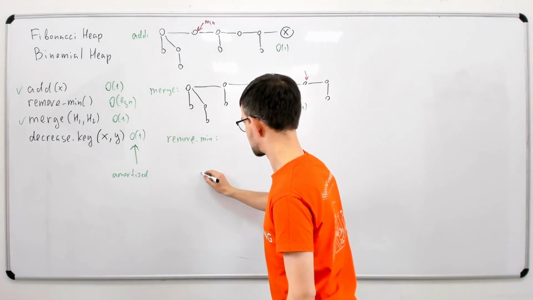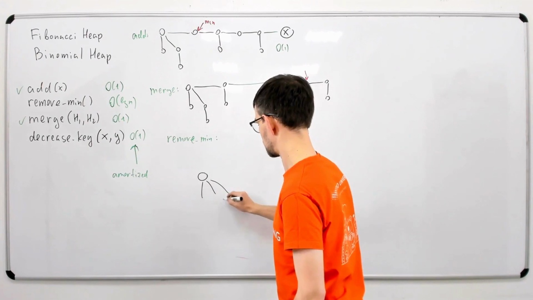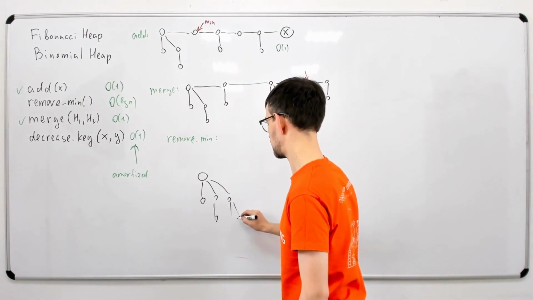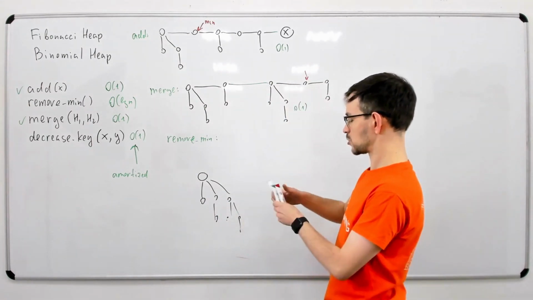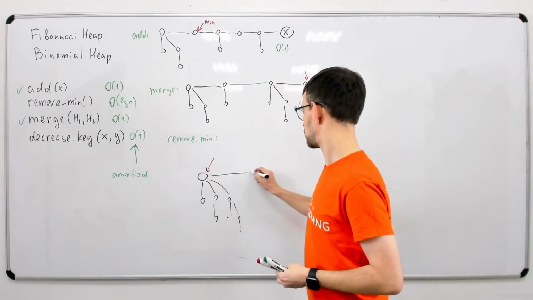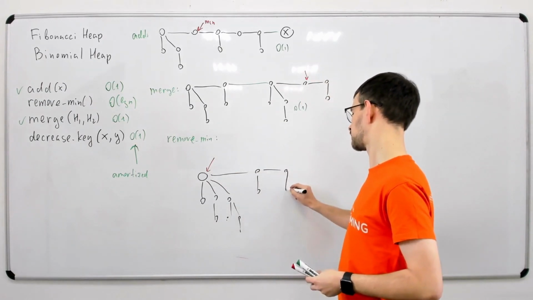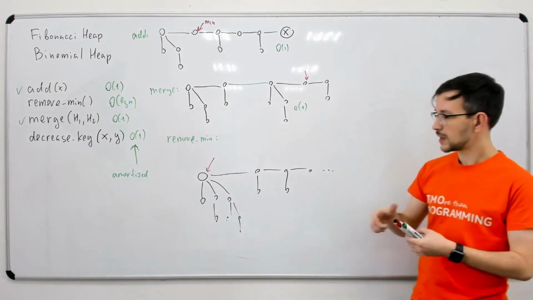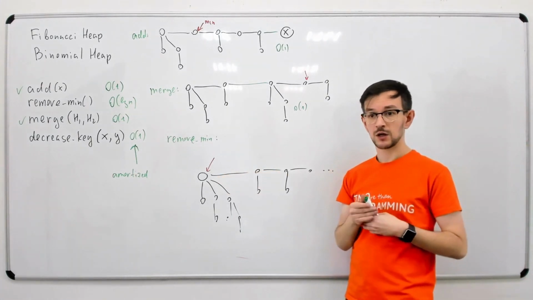So we have this. Let's have some big tree. Something here, something here. So imagine you have this. This element is the minimum, and you have some other trees here and so on. So this is the minimal element.